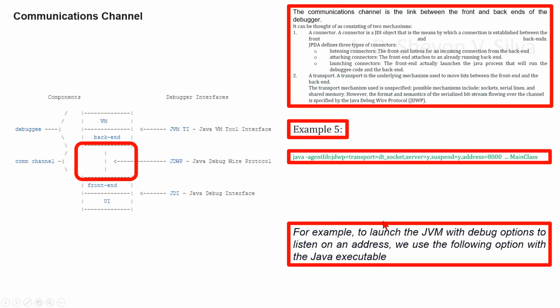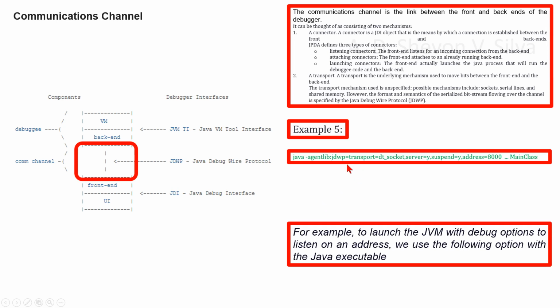As example 5, we can consider this example here. For example, to launch the JVM with debug options to listen on an address, we use the following options with the Java executable. The -agentlib:jdwp with comma separated key value sub options instructs the JVM to load the JDWP agent and wait for a socket connection on port 8000. Here's what each sub option does.